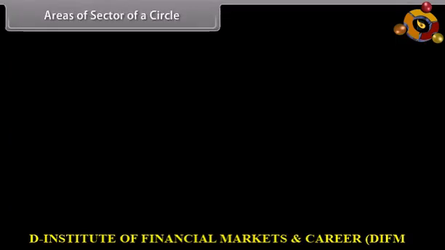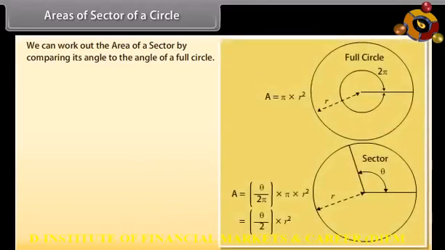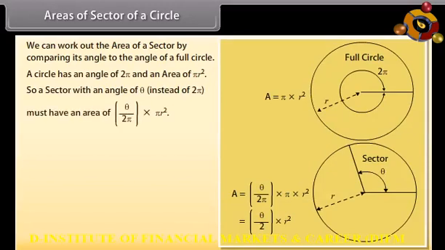Areas of sector of a circle. There are two main slices of a circle. The pizza slice is called a sector, and the slice made by a chord is called a segment. We can work out the area of a sector by comparing its angle to the angle of a full circle. A circle has an angle of 2 pi and an area of pi r square. So, a sector with an angle of theta instead of 2 pi must have an area of theta upon 2 pi whole into pi r square, which can be simplified to theta upon 2 into r square.